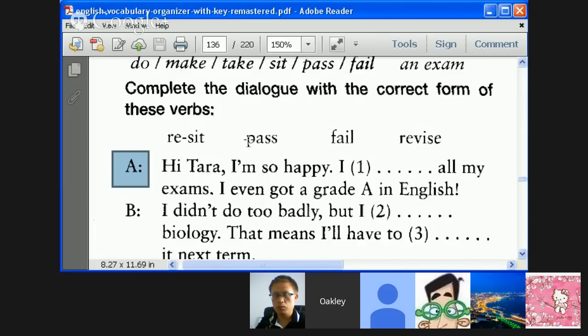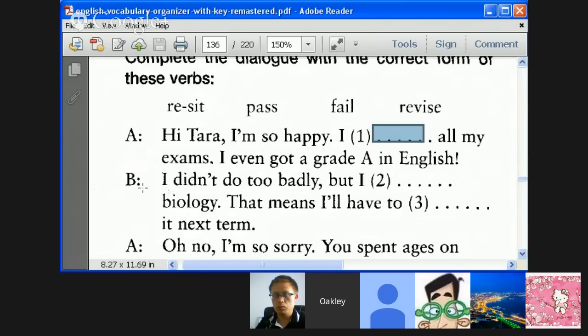Okay, you picked the right word, but what about the verb tense? I think it's past. I passed all my exams. Past tense. It already happened. It's finished. Yeah. Finished action in the past. I passed all my exams. Okay. Xingyu, next one.